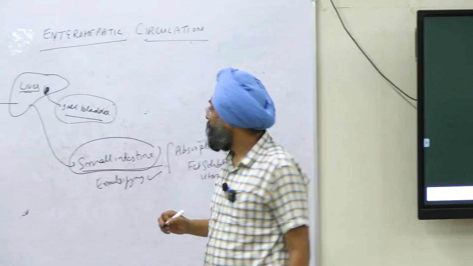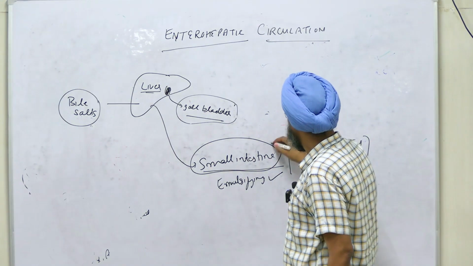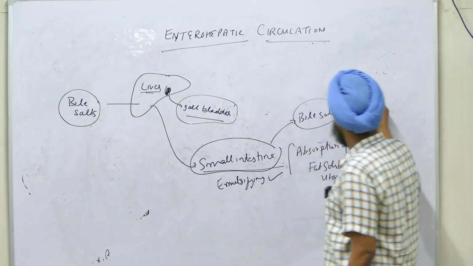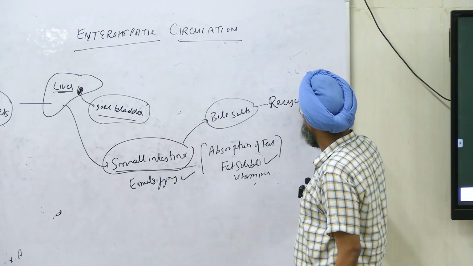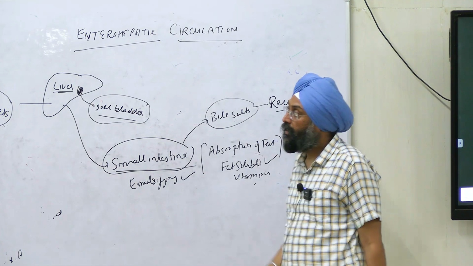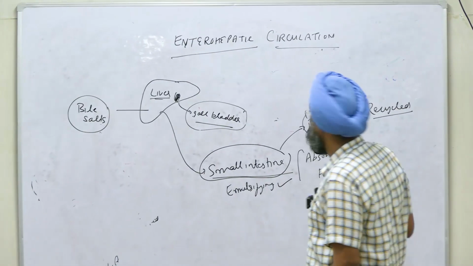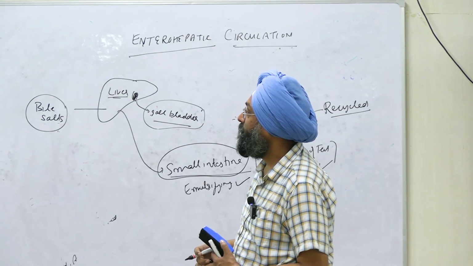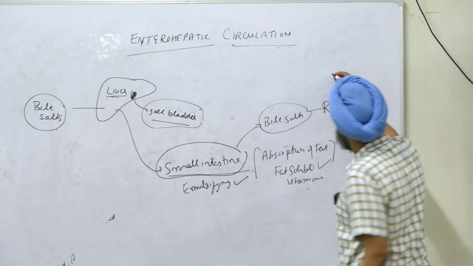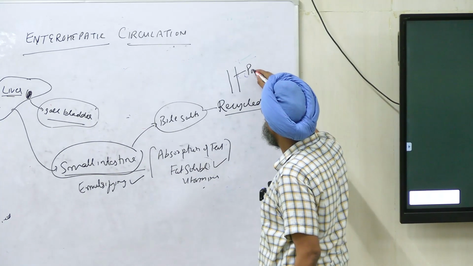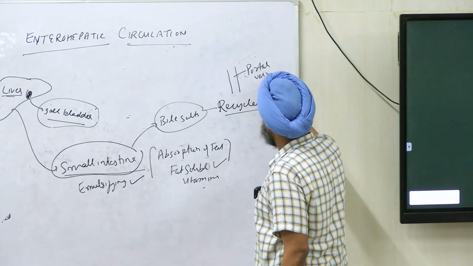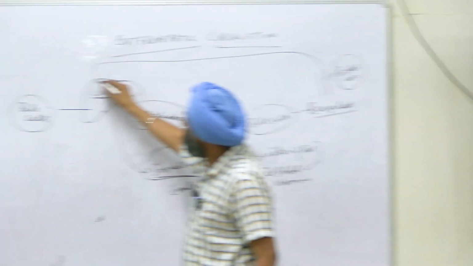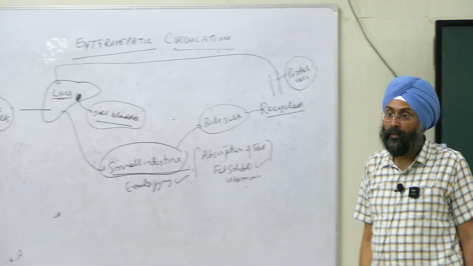What happens after that? These bile salts are later recycled, right? After recycling, they will again enter where? See the diagram. Through the portal vein, suppose that it is a portal vein, right? Through the portal vein it will again enter the liver, right?